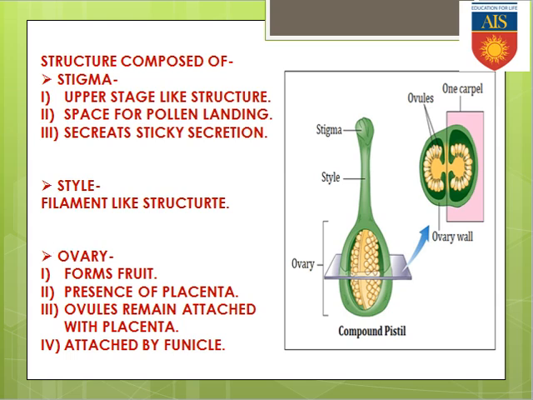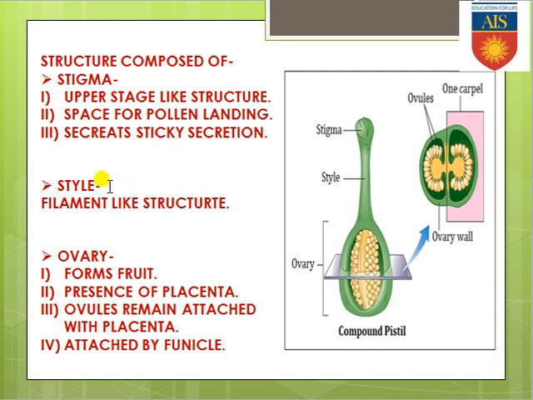So please keep it in your mind, first of all, what is stigma? Stigma is the upper stage like structure. It is always present towards the upper portion of the pistil or carpel. So it is obviously a stage like structure. Why? Because it is responsible for landing the pollen grain on it. For that reason it shows a platform like structure. This space is for the pollen landing, and keep it in your mind, on the surface of the stigma a sticky secretion is always present so that the pollen grain which comes on the surface can adhere properly.